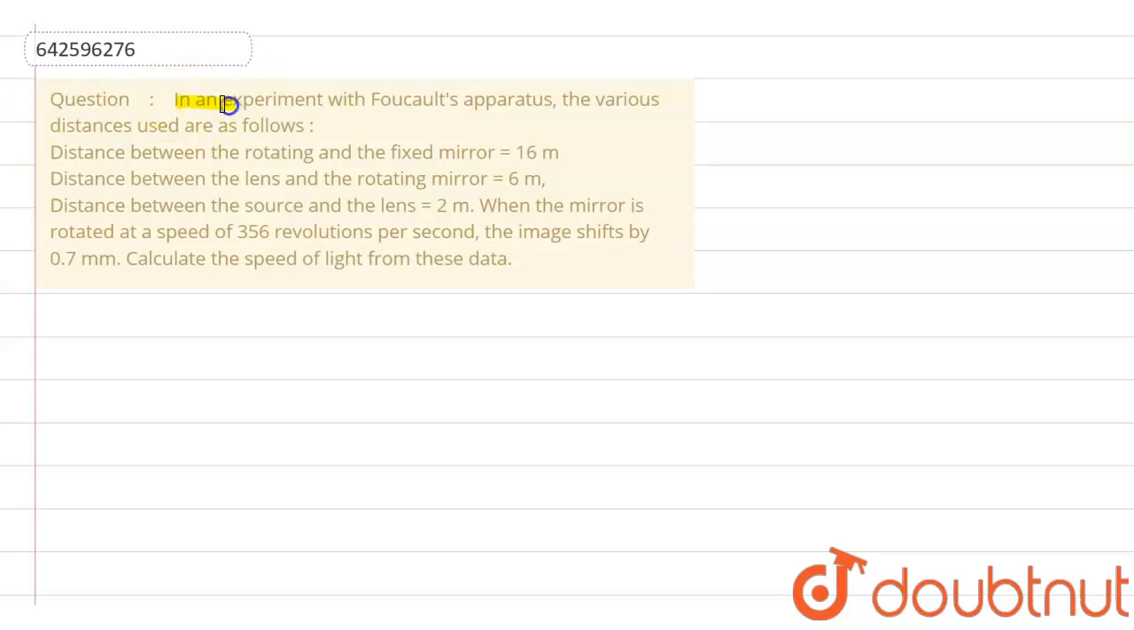Hello everyone, let's begin with the question. In the question, it says that in an experiment with Foucault apparatus, the various distances used are as follows. The distance between the rotating and the fixed mirror is 16 meter. The distance between the lens and the mirror is 6 meter. The distance between the source and the lens is 2 meter. And when the mirror is rotated at a speed of 356 revolutions per second, the image is shifted by 0.7 millimeter, or we can say 7 into 10 raised to the power minus 4 meter.